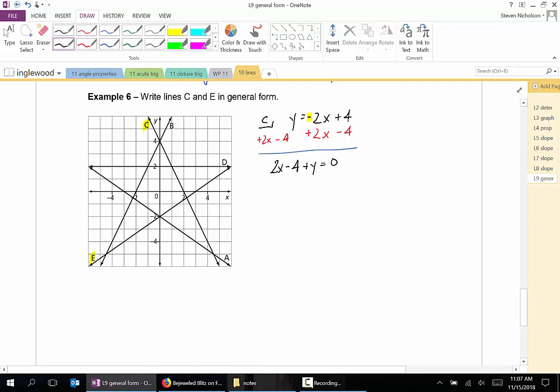And that's not right, because it is not in the right order. So we have to put the x stuff, the y stuff, and the number. And as long as you take the sign with it, so a plus y, and as long as you take a minus 4, you can move things around. So this becomes 2x plus y minus 4 equals 0. And that is in general form. No fractions, everything on one side equal to 0 in the proper order, and the x is positive.